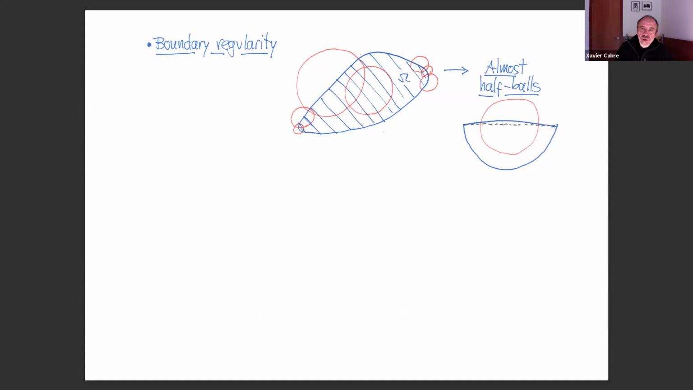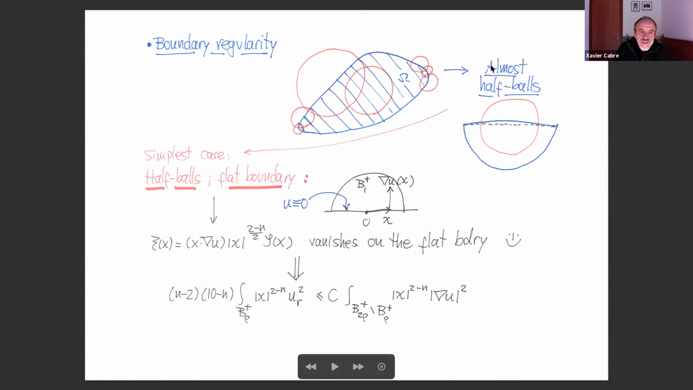Yeah, the boundary regularity, well, this is your domain. You cover it by small balls, very small where the curvature is large. So they look almost flat, but they are not flat, okay? And the first observation is that this test function that was crucial is good when the boundary is flat. Exactly, totally flat.